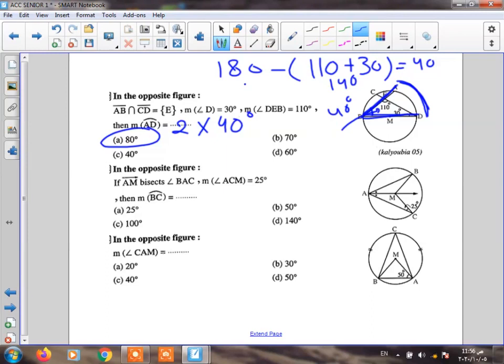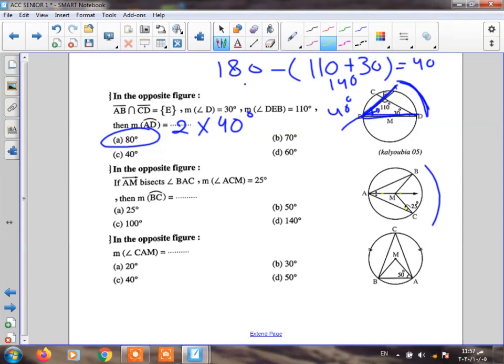Okay? Here I have AM bisects angle BAC, and I know that the measure of angle ACM equals 25 degrees, and he asked you to get the arc of AC. First of all, MA and MC are two radii in the same circle. That means triangle AMC is isosceles. According to the isosceles triangle, the measure of angle MCA equals the measure of angle MAC. So it's clear that the measure of angle MAC equals 25 degrees.